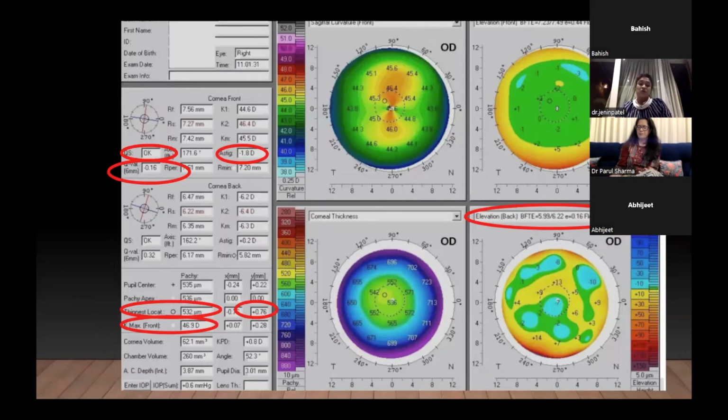Now, coming to your pachymetry map, we've already described it. So this is what a basic pachymetry would look like. It is nice and concentric. When we are looking at our anterior sagittal, that is your axial sagittal map, you usually will have, like I said, a color coded map and a symmetrical bow tie.